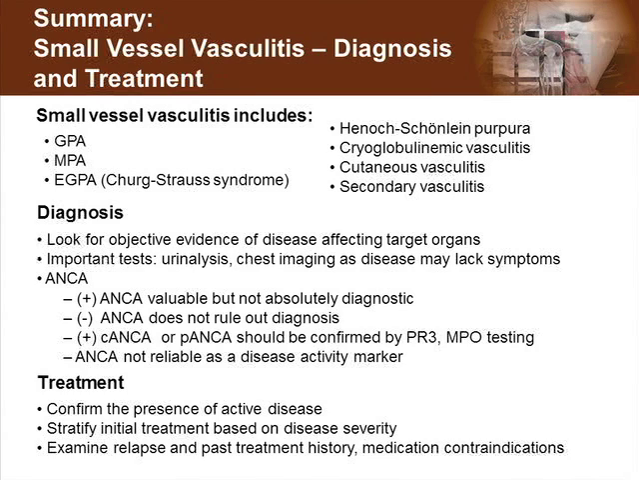As we focus on diagnosis, it's important to look for objective evidence of disease that is affecting target organs. In particular, some of our most important tests include a urinalysis and chest imaging, as disease may lack symptoms in these locations. In terms of the role of ANCA, a positive ANCA is valuable but is not absolutely diagnostic, and a negative ANCA does not rule out a diagnosis. A positive C-ANCA or P-ANCA should be confirmed by doing proteinase 3 and myeloperoxidase testing, and it should be recognized that ANCA is unfortunately not reliable as a disease activity marker at the level of the individual patient.